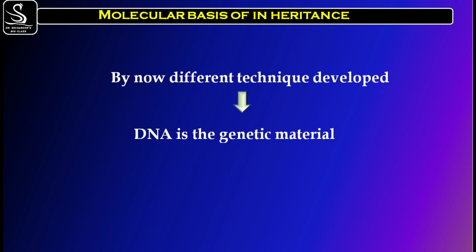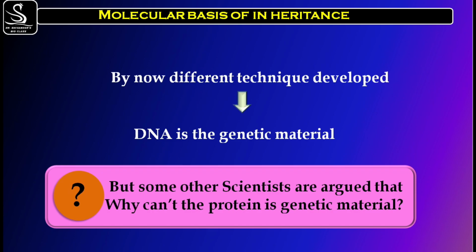not the protein. But remember that many scientists were arguing, why can't protein be the genetic material? They were asking, okay, you are all saying DNA is the genetic material, but why can't the protein be the genetic material? Let us now further discuss why DNA is the genetic material and why not the protein. Why don't we consider the protein as the genetic material but the DNA?